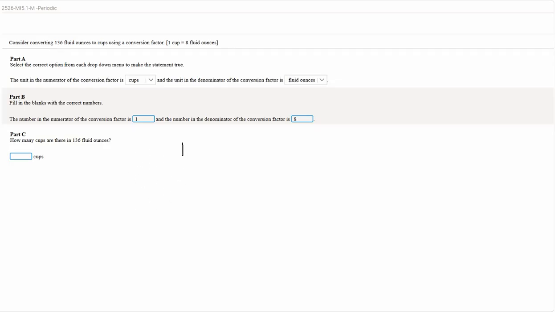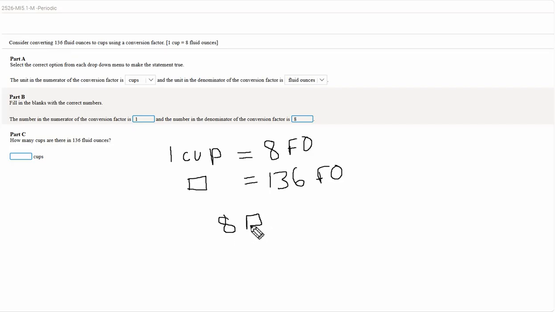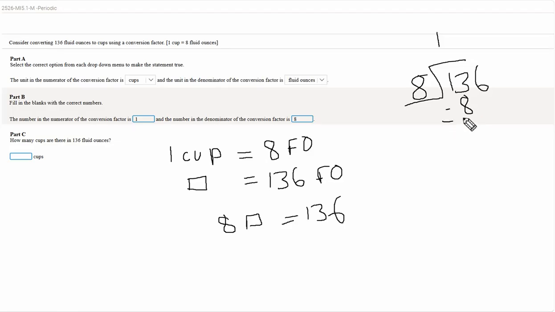So it's 1 cup is equal to 8 fluid ounces. Then 136 fluid ounces is equal to the box. So 8 times the box is equal to 136. You want to look for the box, so you divide 136 by 8. You take 1 up here, 8, 5 down, then 6 here, 8 times 7 is 56, minus 56 is 0. So this is 17 cups.